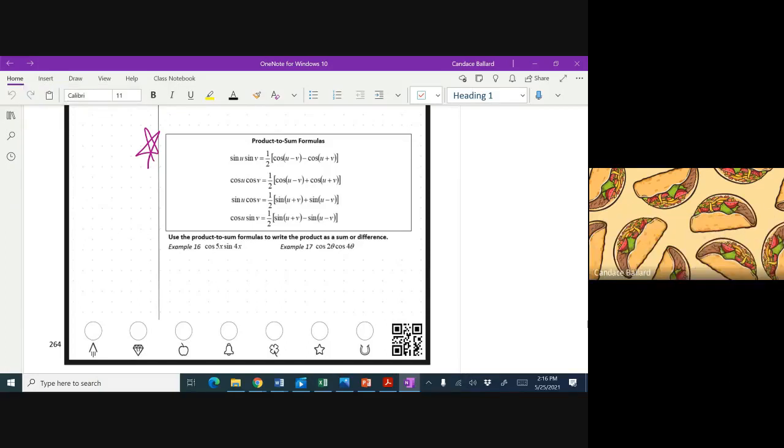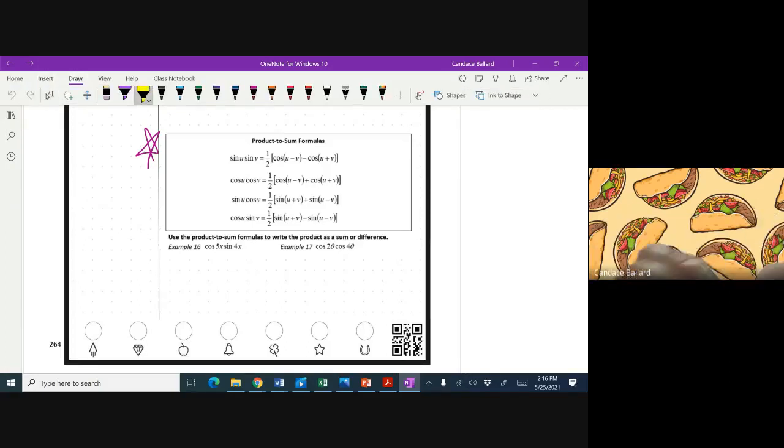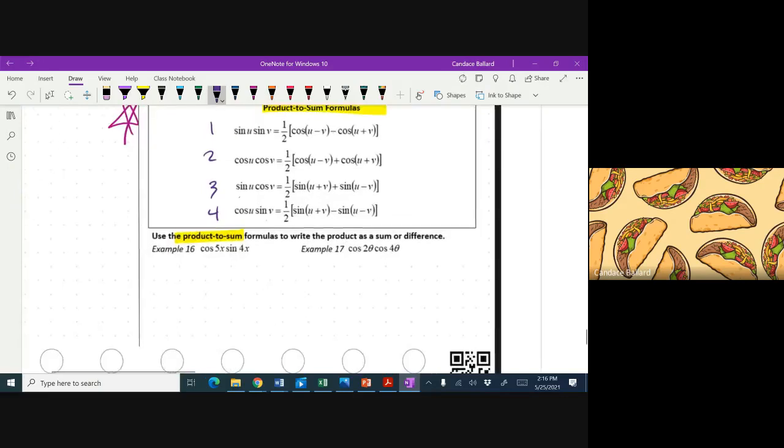Okay, so literally it says product to sum formulas, use product to sum. So I'm matching those two things up and I'm going to apply the formula that goes, okay? I have 4 formulas in this chart. So 1, 2, 3, 4. And literally I have to figure out, is it sine times sine, cosine times cosine, sine times cosine with the sine first, or cosine times sine with the cosine first? Because it makes a little bit of difference in the way we set this up.